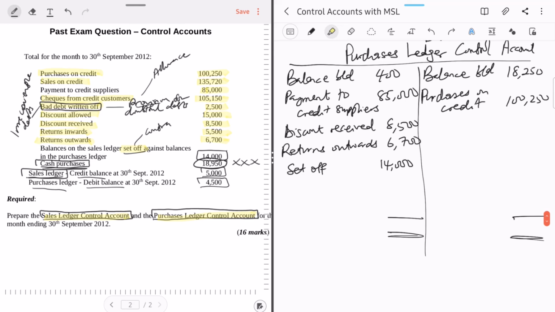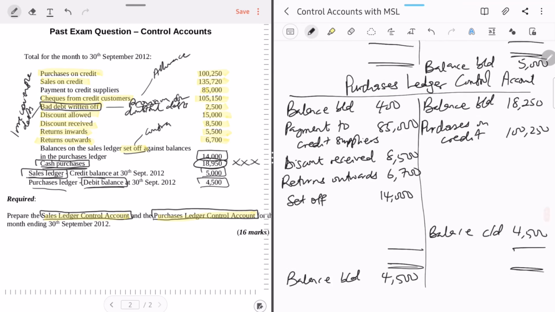So for the purchases ledger control account, they are saying the debit balance was 4,500. So on the debit side, I write balance brought down of what? 4,500. So it means my balance carried down here will be 4,500.